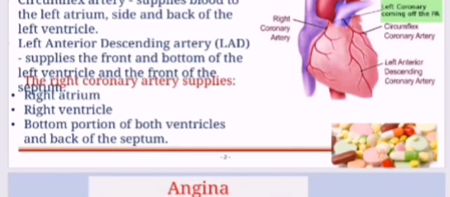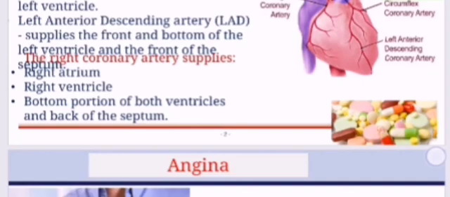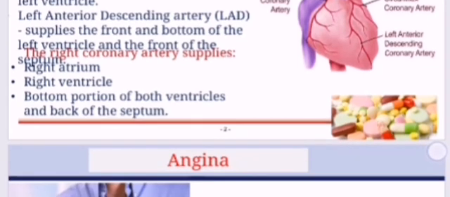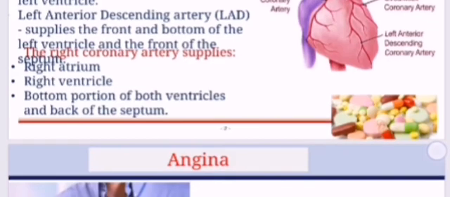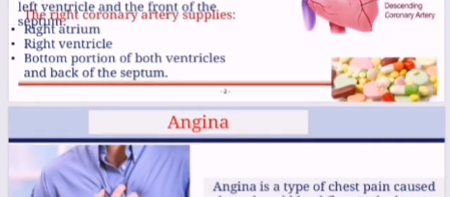The right coronary artery supplies blood to the right side of the heart, like the right atrium, right ventricle, the bottom portion of the ventricle and the back of the septum.